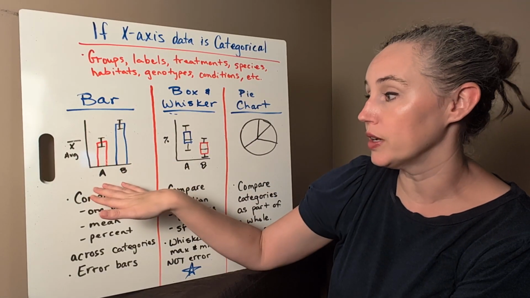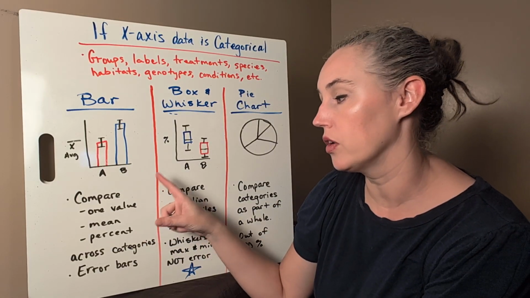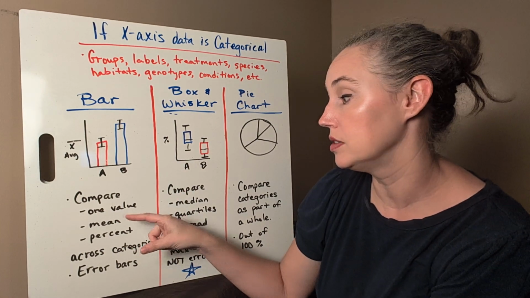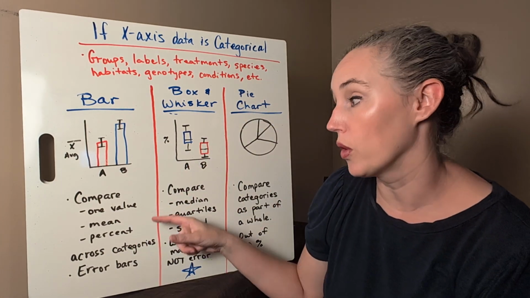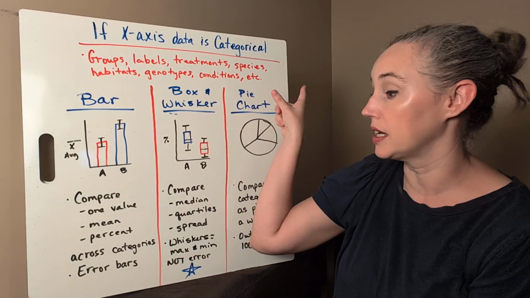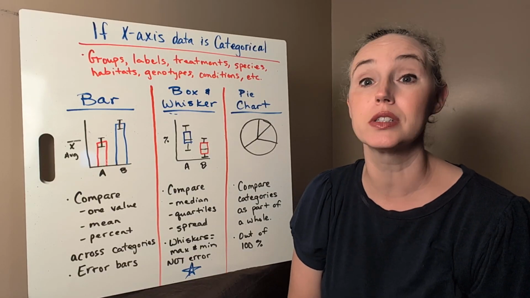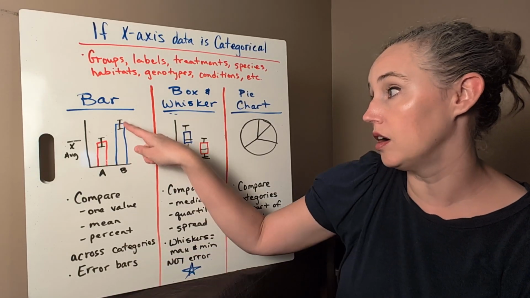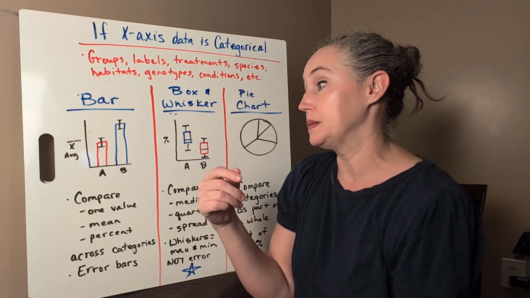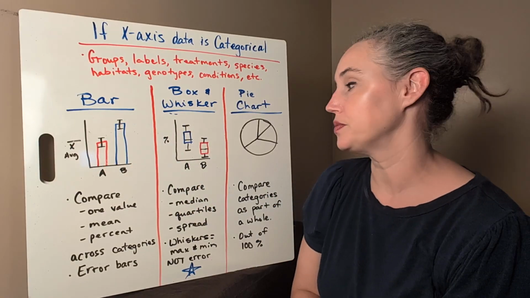So in a bar graph, and this is an example of one, you're going to use this to compare one value, the mean of a group of measurements, or even percents across several categories or groups like these. You will often see in AP Biology error bars on bars, especially if the bar is representing a mean. So if it's the average of something, you'll usually see an error bar on there as well.